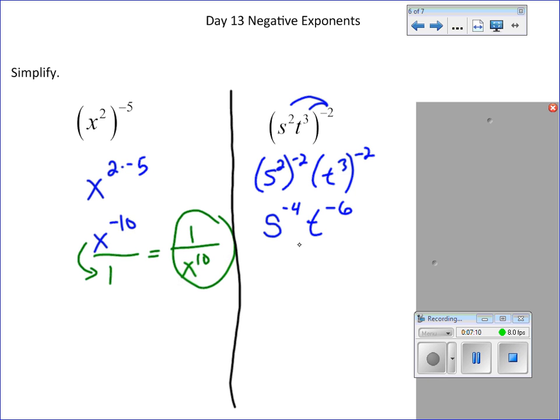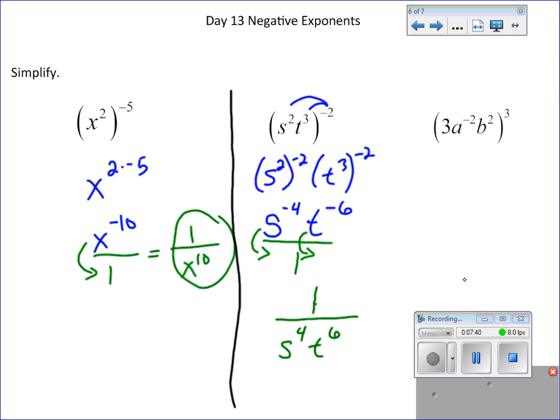Because these are both negative, we put it over 1. We need to move both of them down, because both of them have a problem. When we do that, the top is empty, so we save that spot by putting a 1 in there. By moving the s down, the negative 4 then becomes a positive 4. When we move the t down, the negative 6 then becomes a positive 6.